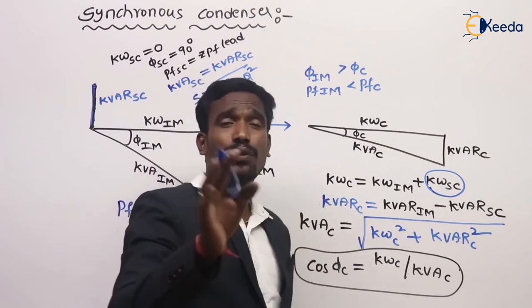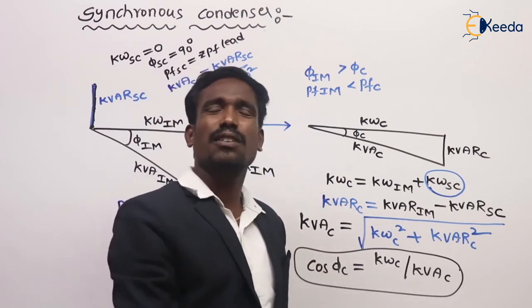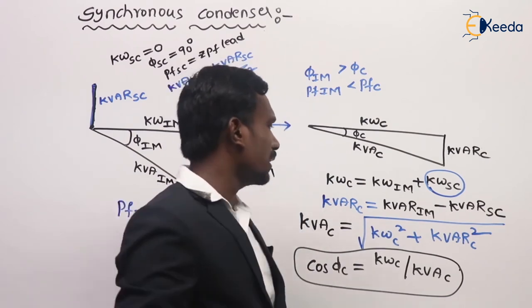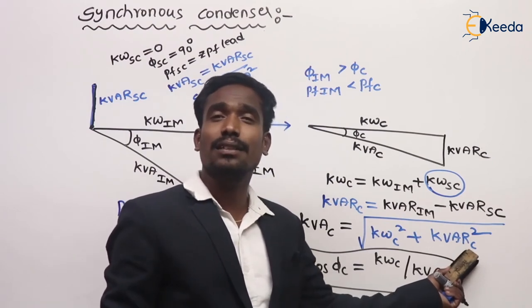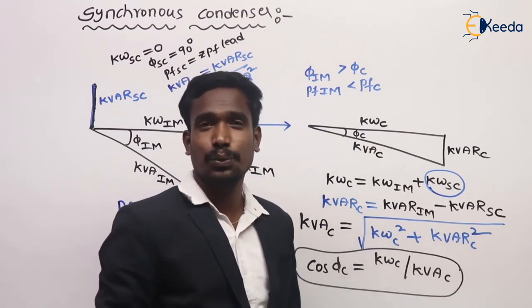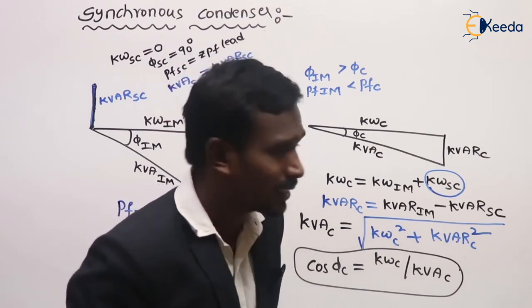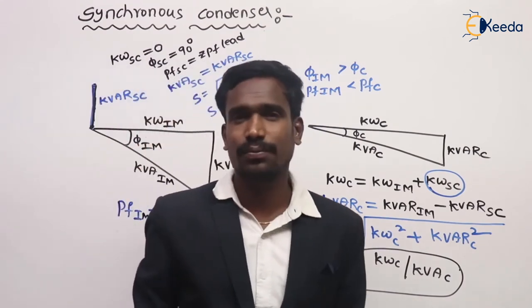Like this, you have to find every point from this. It is very easy. If they are given in your exam, you can find them easily. You just require a calculator, so virtual calculator practice is important for you. Okay, I told you already. Right. So this is when a synchronous condenser is added.